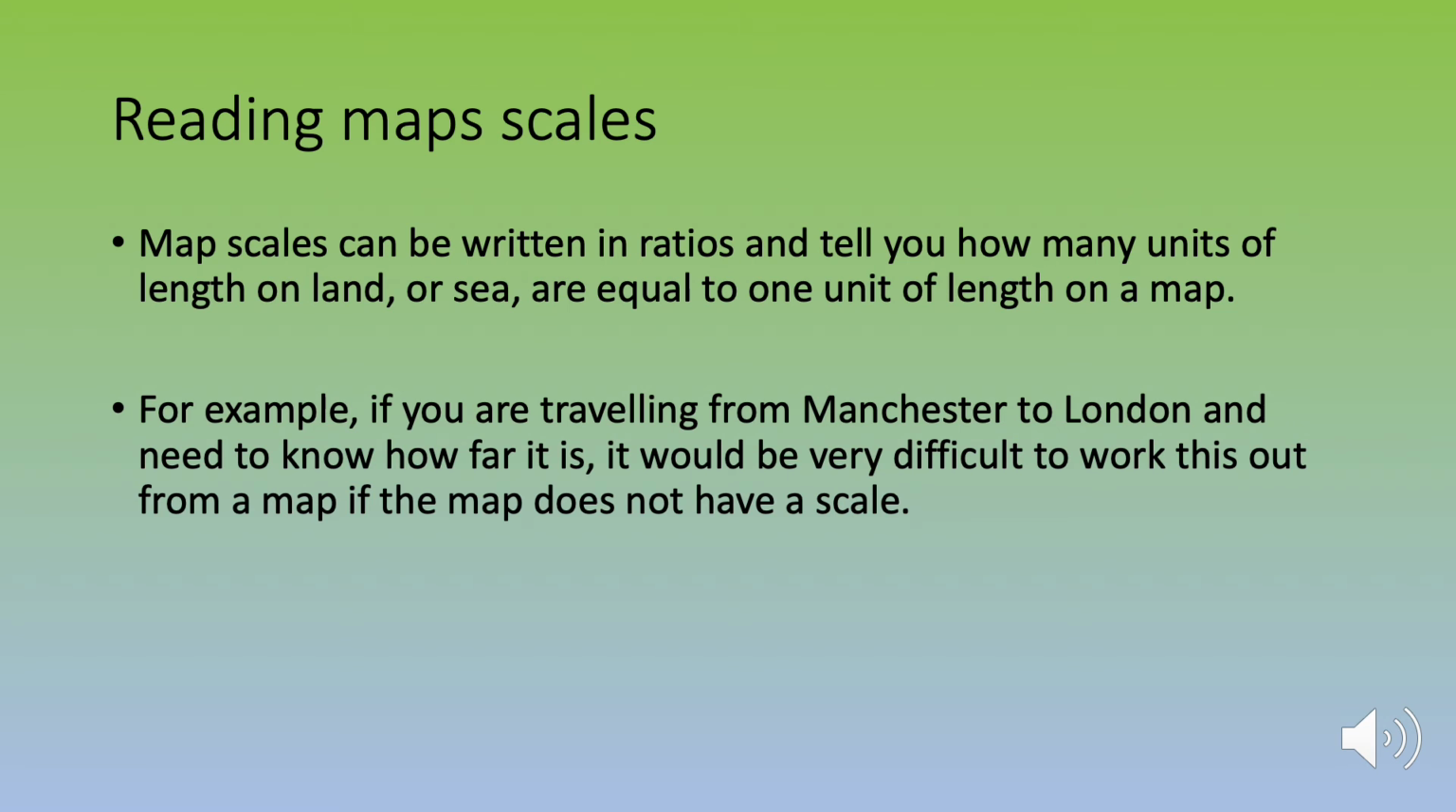Reading map scales. Map scales can be written in ratios to tell you how many units of length on land or sea are equal to 1 unit of length on a map. For example, if you are traveling from Manchester to London and need to know how far it is, it would be very difficult to work this out from a map if the map does not have a scale. So this is essentially why maps should have scales. Most maps have them nowadays.